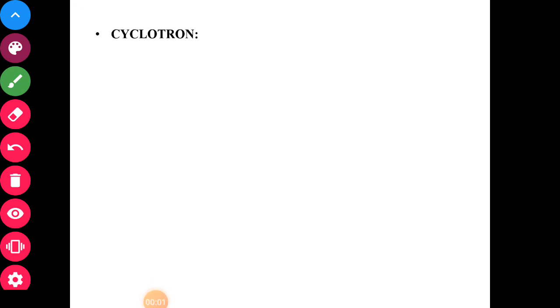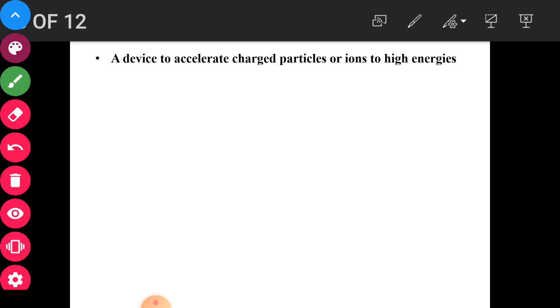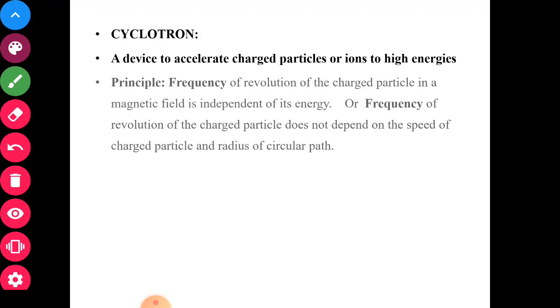Today let us talk about cyclotron. Cyclotron is a device which is used to accelerate the charged particles or ions to very high energy. Now the principle: frequency of revolution of the charged particle in magnetic field is independent of energy. So frequency is not depending on the energy. This concept is utilized here to design cyclotron.